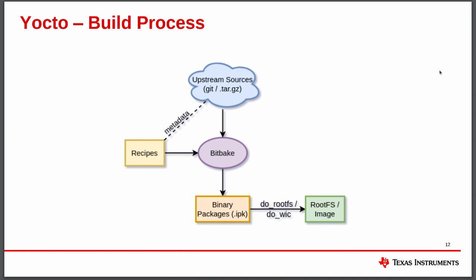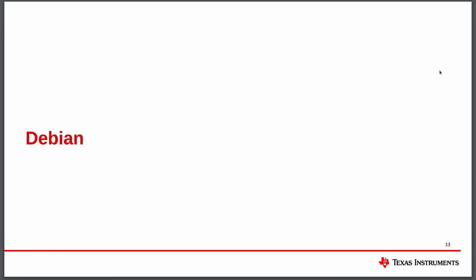So yeah, once you have all the IPK files, bitbake then builds the rootfs or the wic image, which you can then flash onto an SD card and boot. So that's a quick intro to Yocto.